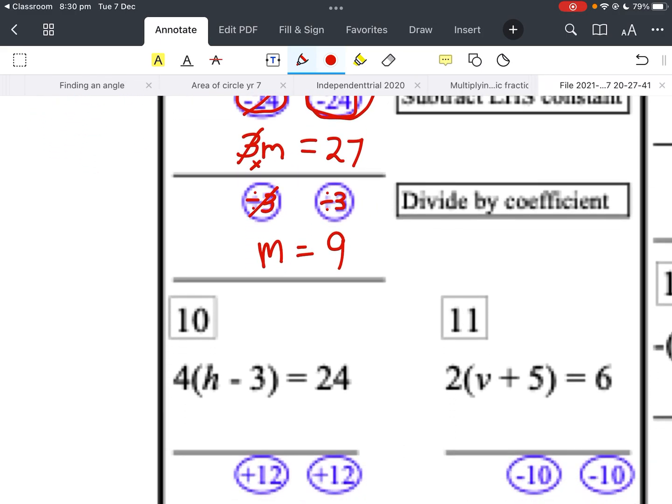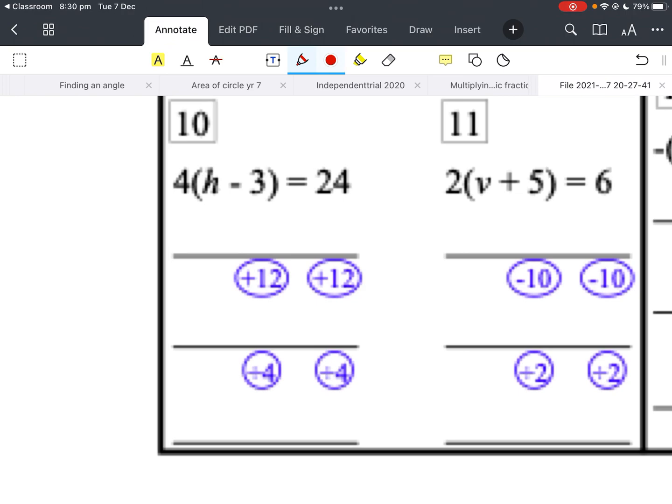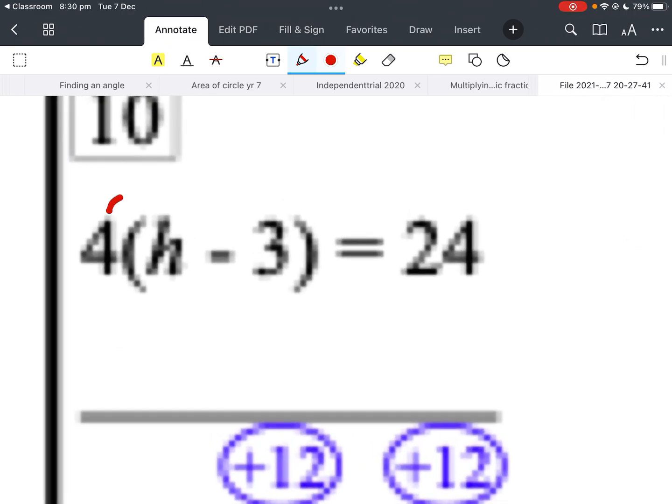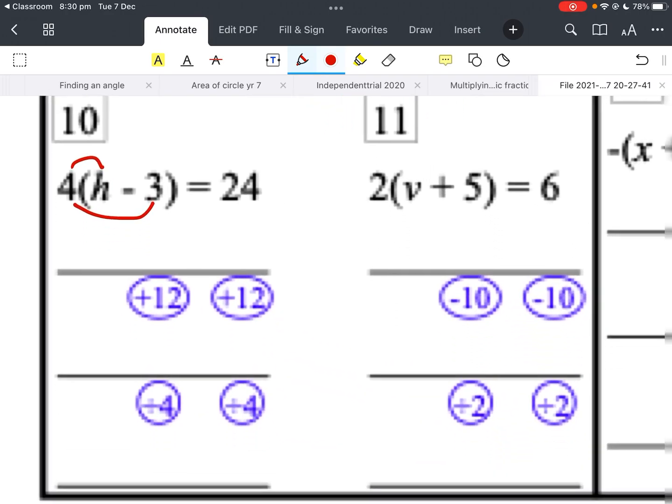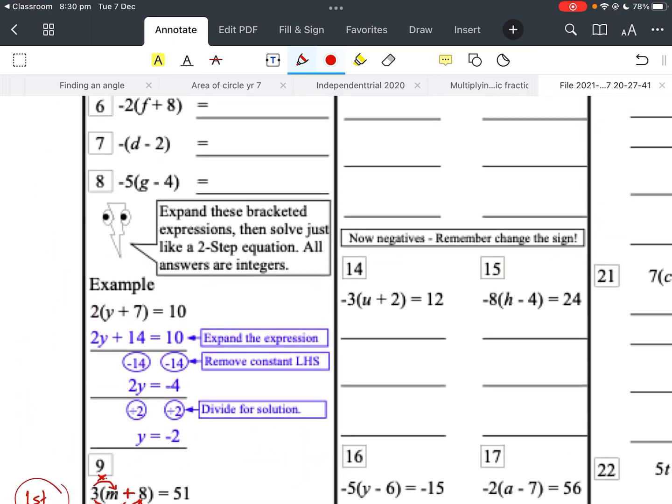Okay? So that's what you have to do for 10 and 11. Same thing, put those little jumpy things in, multiply them out, and then solve them like a two-step equation. I'm not going to do those. The answers are down there. Have a go at them first and see how you go. All right? All right, here's the next one.